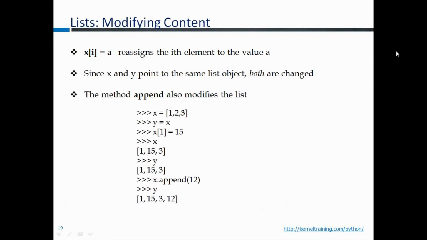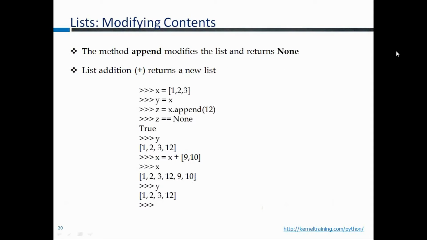And say if I want to append some information, I will say x.append and give the value there. That means it will append the value to the end of the list. And if I want to print it, it will show 1, 15, 3 and 12. And y will also have the same reference values. And if I want to insert a value at a certain index location, then my input would be x.insert with the index location and the value there. So it will give me the value.